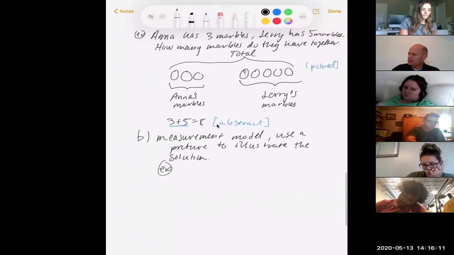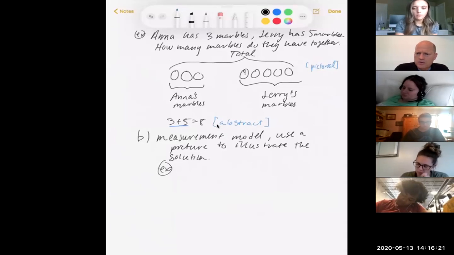I'm going to type one up in the chat, and then you think on your own. You did some good sharing last time on the last example with the set model. Think of a measurement model. Same numbers, 3 and 5, but we need to think of a different context that uses, in real life, a measurement perspective. Okay?